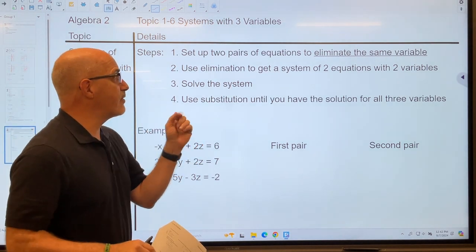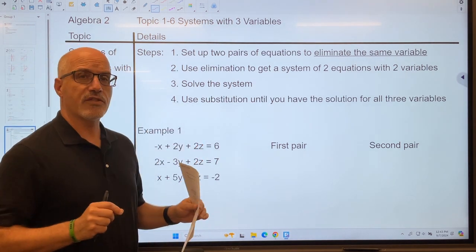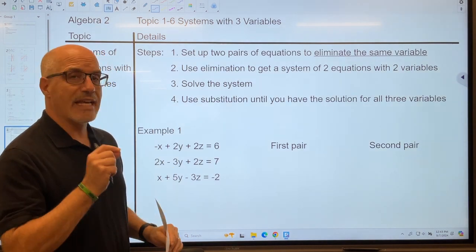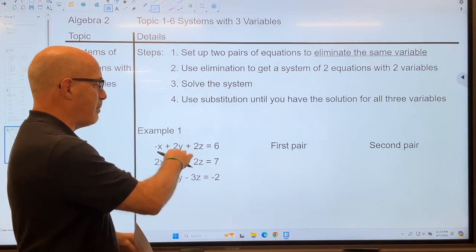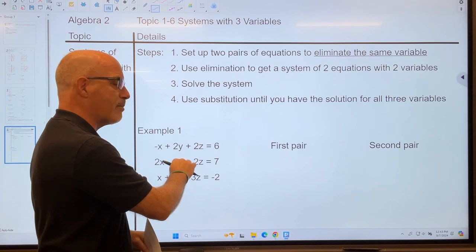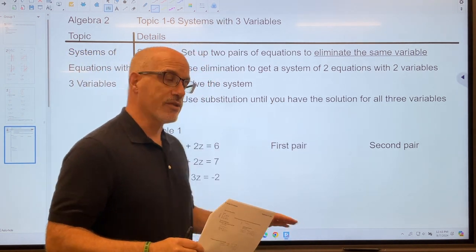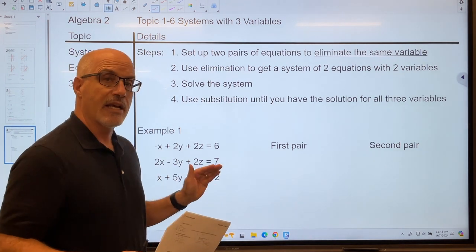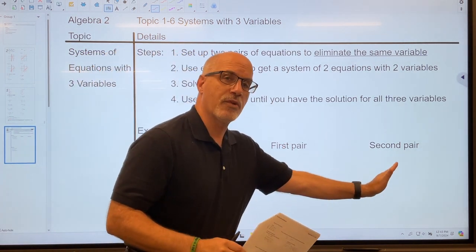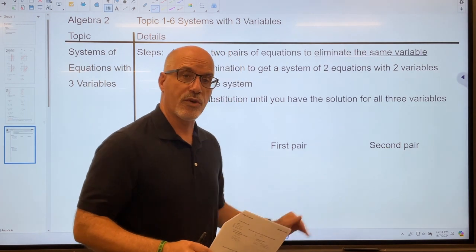So our first step for doing this is to set up 2 pairs of equations to eliminate the same variable. So I might pick the top 2 and then the bottom 2, put those in pairs to eliminate one of the variables, either the x, the y, or the z. But it has to be the same variable that we try to get rid of in both equations.